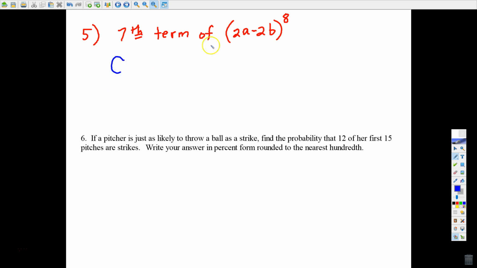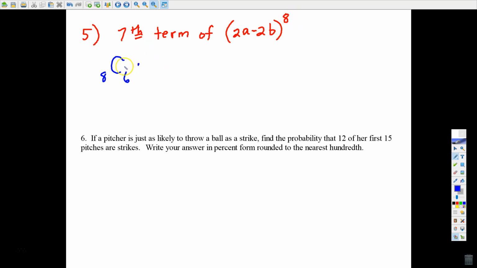We need a combination factor. This exponent will go to the left of c. And an easy way to remember the number to the right of c is just take 1 off of the term that you're asked to find. So 7 minus 1 is 6. If you wanted to count it out, that would be okay.